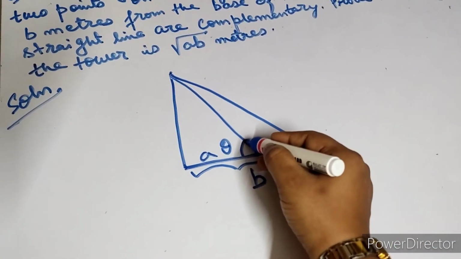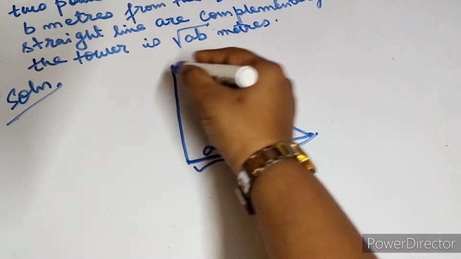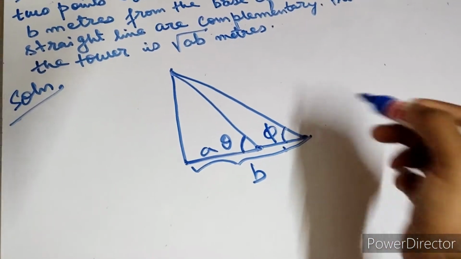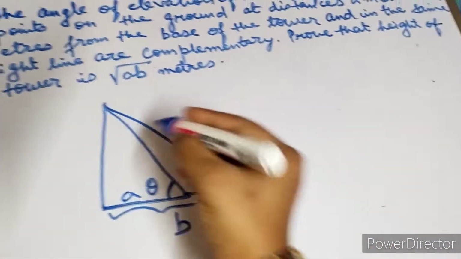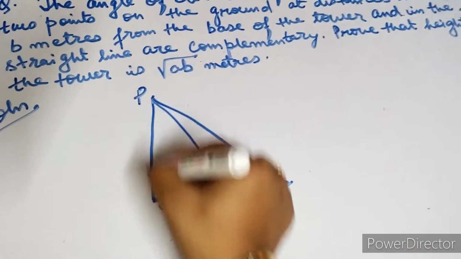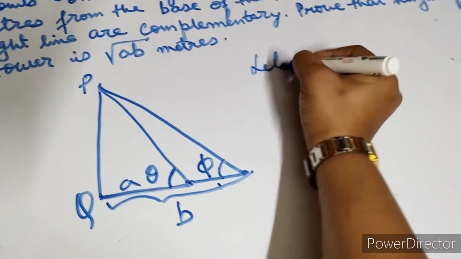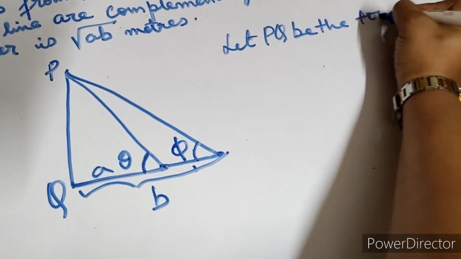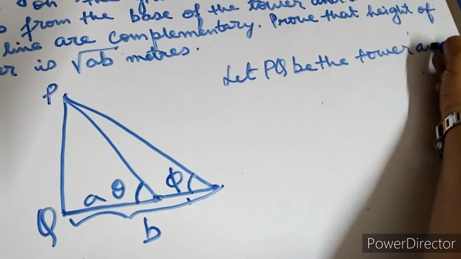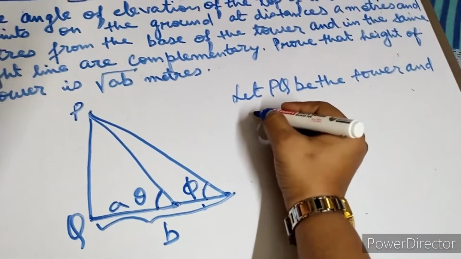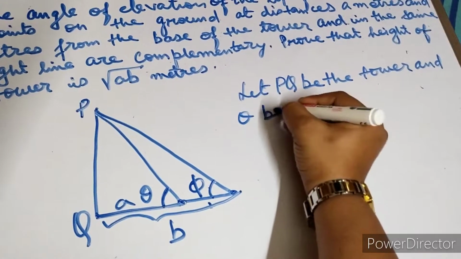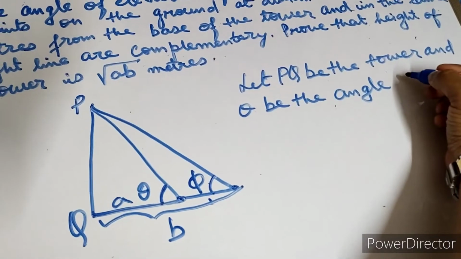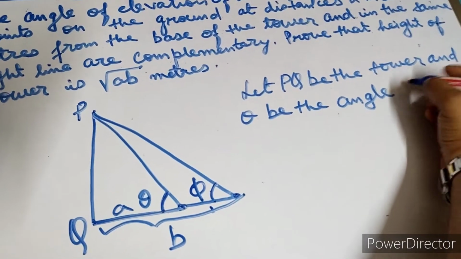Alright, so the first position is making theta, and for the second position let us take another angle, say phi. So let us write it. Let PQ be the tower, and theta be the angle of elevation.